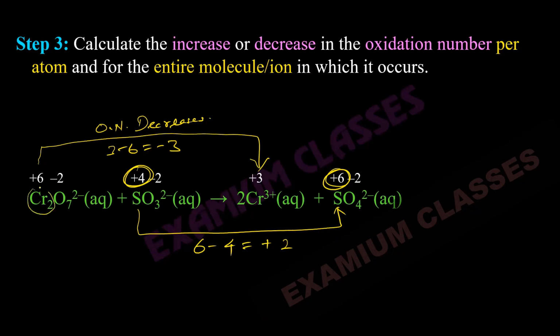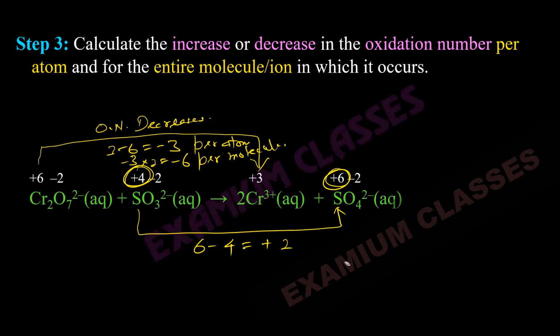So if you see here, how many chromiums are there? You calculated this +6 oxidation state. It was for 1 atom. Remember, it was for 1 atom. So we will calculate for 2 atoms, what will be the change? So the change will be -3 into 2. Per atom, it was -3, but per molecule, it will be -3 into 2. That is -6 per molecule.